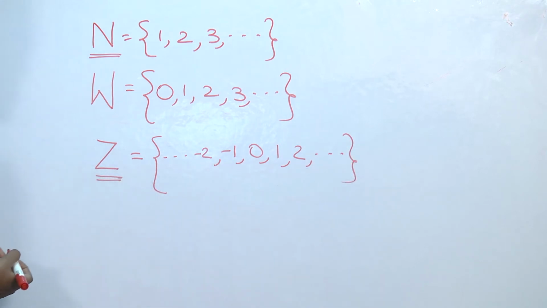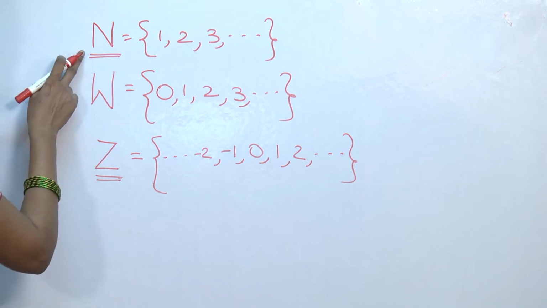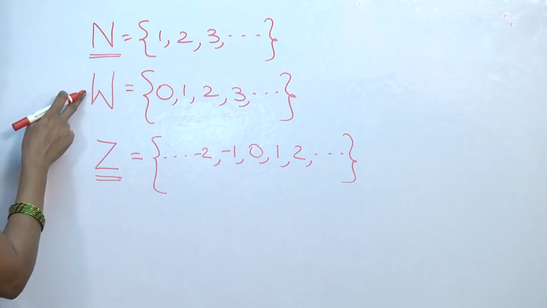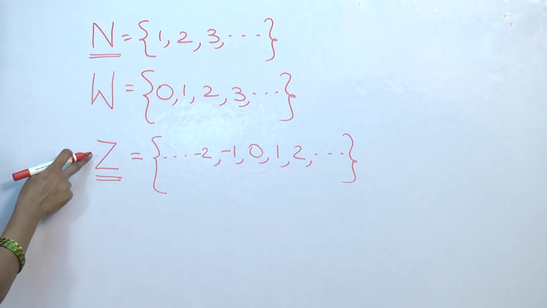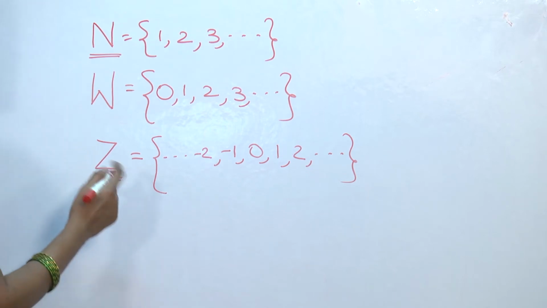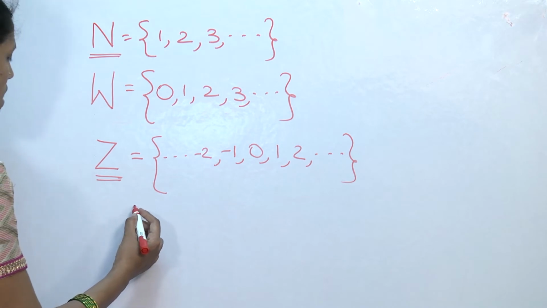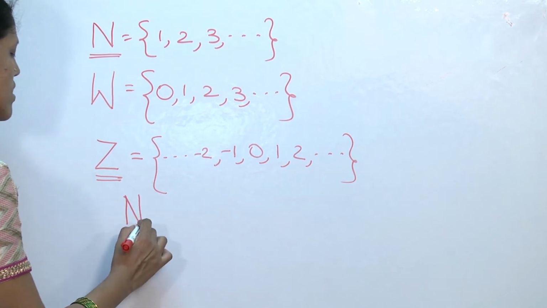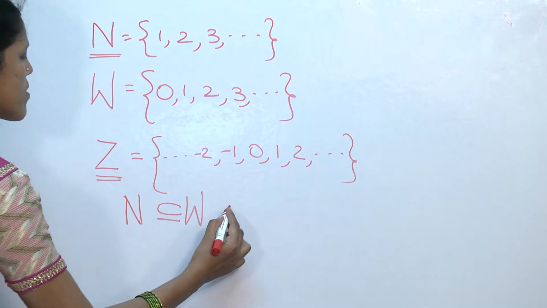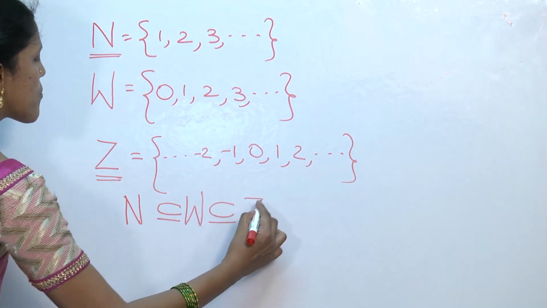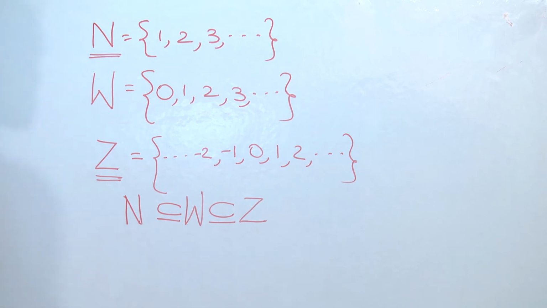If we observe, natural numbers are contained in the set of whole numbers and the whole numbers are contained in the set of integers, or the other way we can write it is: natural numbers are a subset of W, that is the whole numbers, which is in turn a subset of integers.